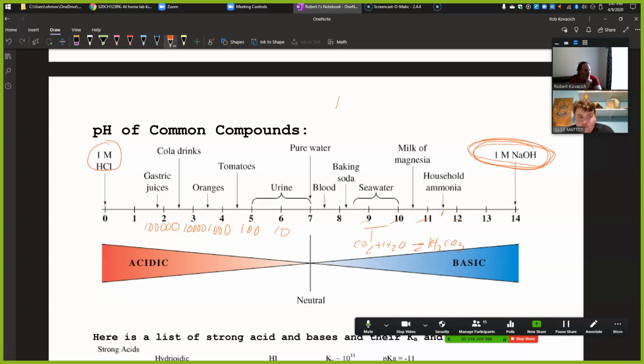So what do I need to do? I need to take the negative log of the H plus ion concentration, and that gives me my pH. We okay with that? So what happens if I change it? So this is my hydrogen ion concentration, in this case 1 molar. So what number is that in scientific notation? It's 1 times 10 to the 0. So what pH is that?